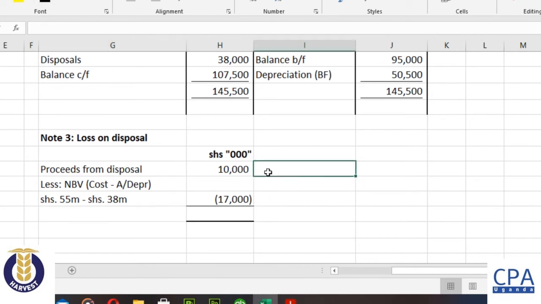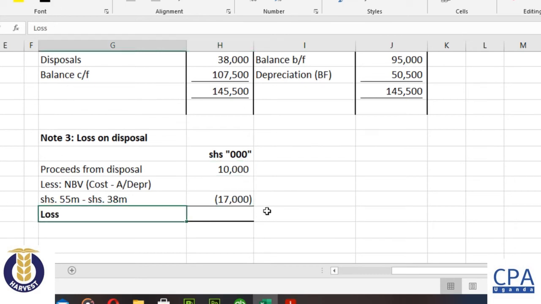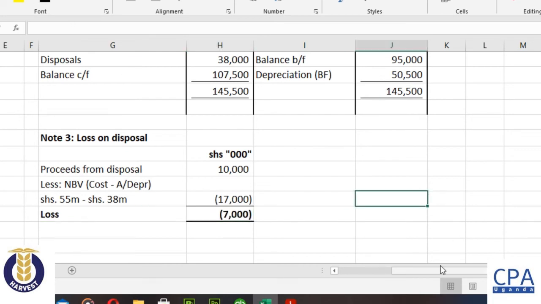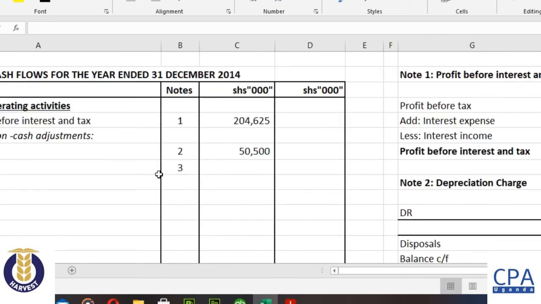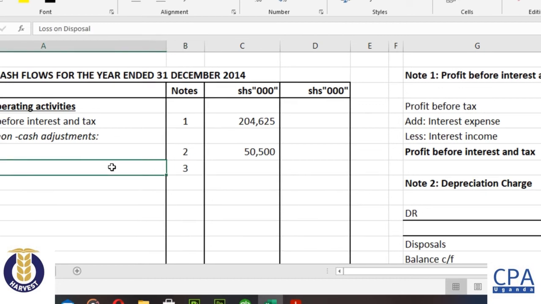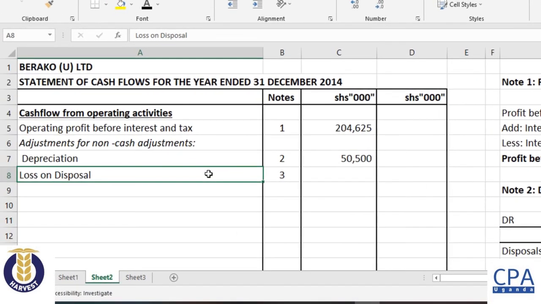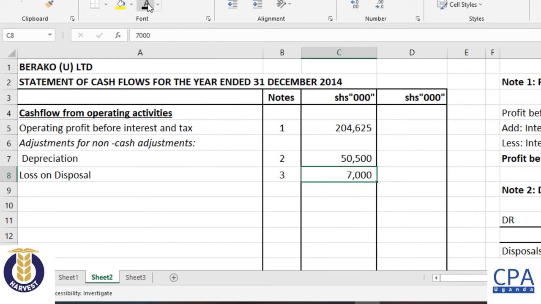At the end of the day, if you compare the 10 million that we got in proceeds and the net book value, or the carrying amount of the asset, you see that we actually made a loss on disposal of 7 million shillings. So when it comes to the cash flow statement, the 7 million shillings is supposed to be added back.